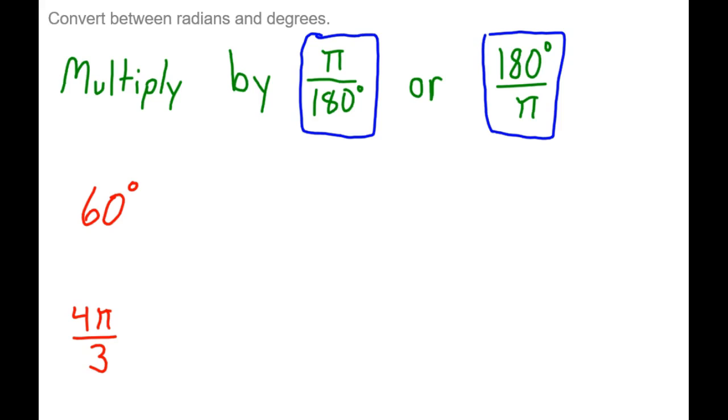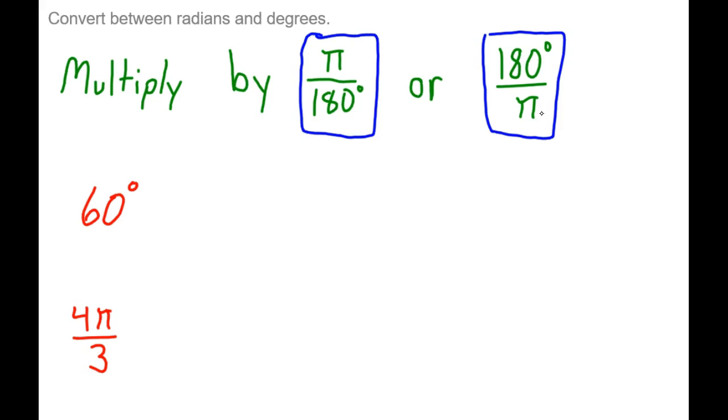Now we're going to work to convert between radians and degree measurements. So the basic idea is if you want to convert from one form to the other, you're either going to multiply by pi over 180 degrees or 180 degrees over pi. If you're trying to convert from degrees to radians, you're going to multiply by pi over 180. If you're trying to convert from radians to degrees, you're going to multiply by 180 over pi.